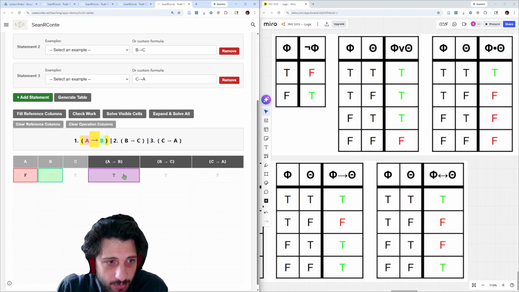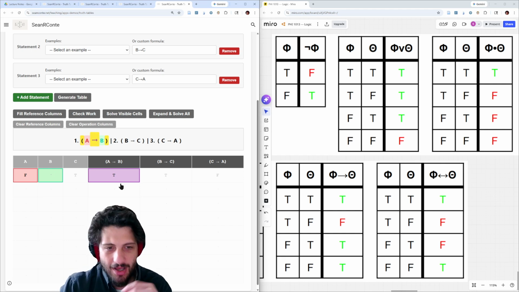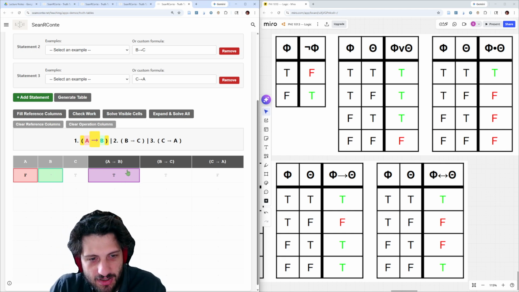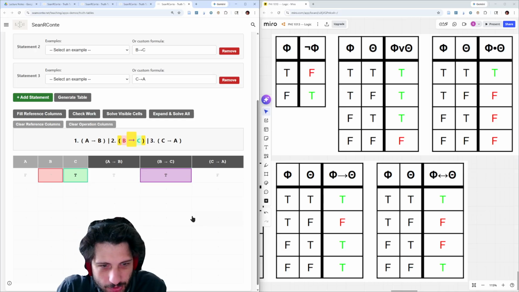Because if A then B could be true regardless of what B turns out to be. As long as A is false, B could be false, it could be true, and we're still good. So we don't actually know what B should be yet. Let's look at our other conditional. We're trying to say this one's true, and we're saying that the conditional is true.